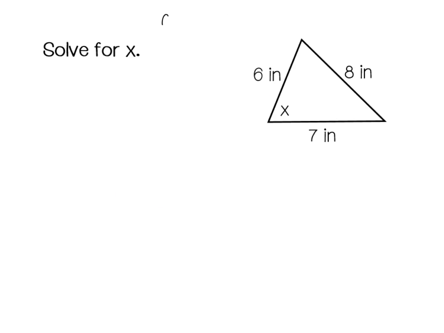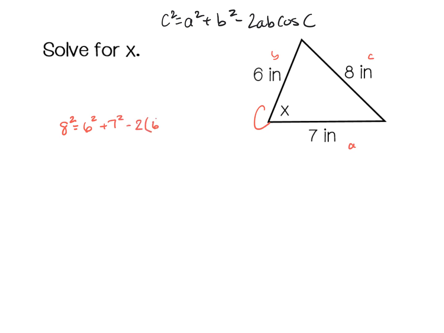Again, I'm going to go ahead and write my formula up here. All right, and we know C has to be what we want to know, right? This would be angle C, which makes this side C. So my other two sides have to be A and B. So let's start filling it in. C squared is 8 squared equals A squared plus B squared. So 6 squared plus 7 squared minus 2 times my A and B, which is 6 times 7, times the cosine of C, or X, whatever you want to call it. Okay, and that's the angle we're solving for.